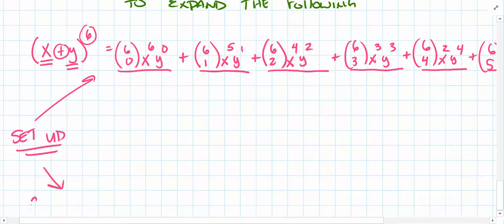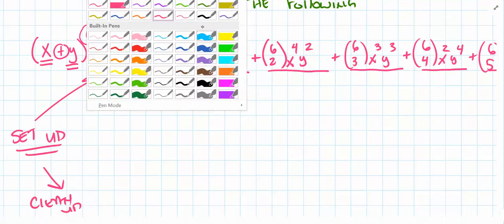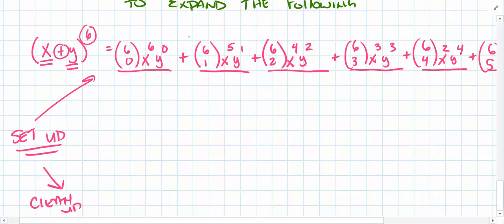Yikes, can't spell that word, okay? The cleanup stage. So we just got to clean all this up and make it look a little nicer for ourselves, okay? So what is the value of 6 choose 0? Well, we know it's going to be a value of 1. So I'm going to have 1 times x to the 6th times y to the 0.